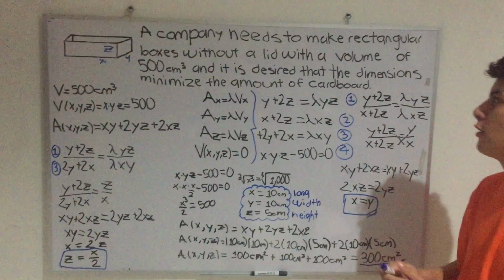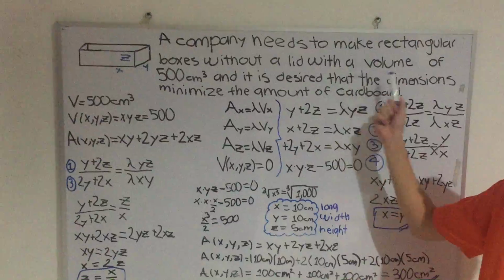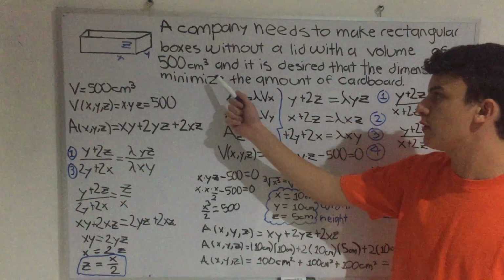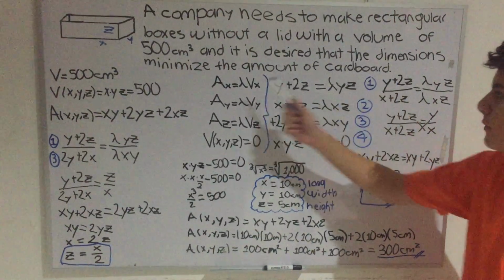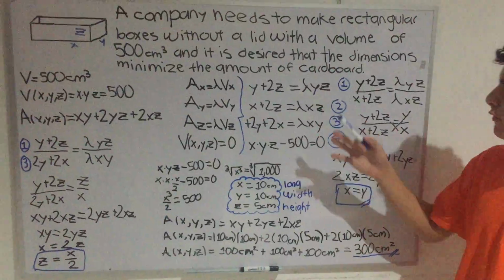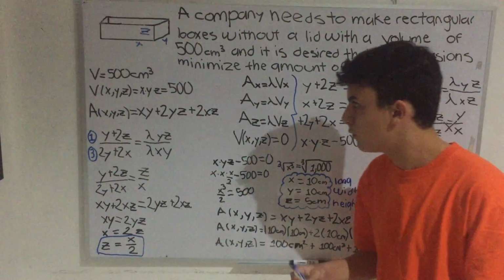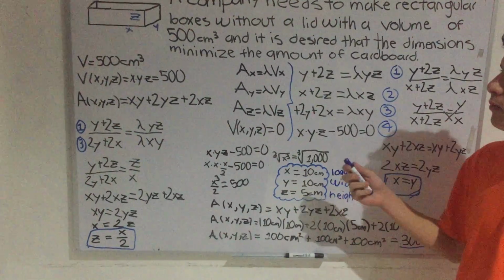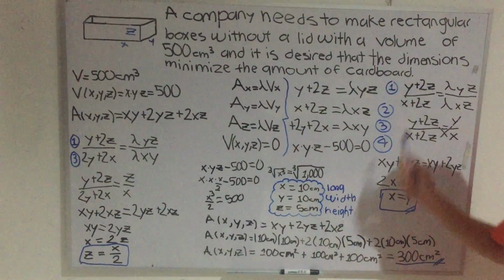So it says that the company needs to make rectangular boxes without a lid with a volume of 500 centimeters cubed, and it is desired that the dimensions minimize the amount of cardboard. So we know that the amount of cardboard means the area. So we have to find the values for x, y, and z that minimize the amount of cardboard.